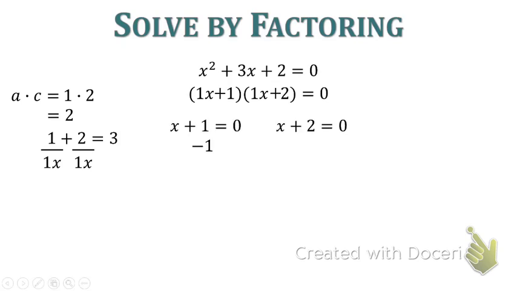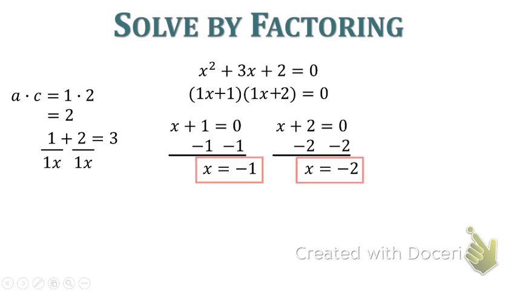We're going to subtract 1 from both sides. So x equals negative 1. And then x plus 2 equals 0. We're going to subtract 2 from both sides. So x equals negative 2. Those are our two solutions to this quadratic function.